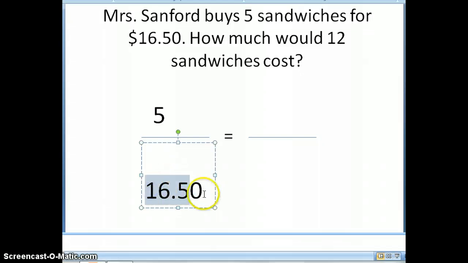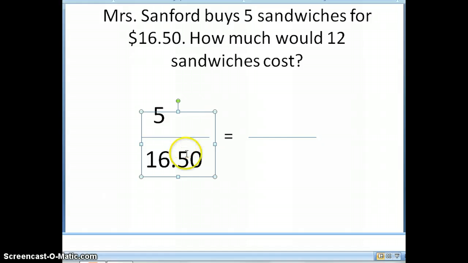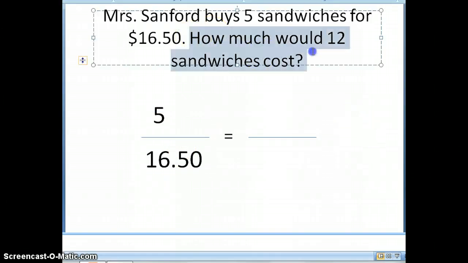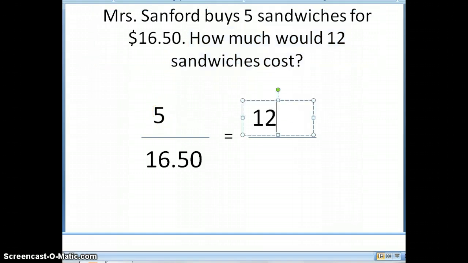My second ratio will need to stay consistent with whatever I have on there. So my second sentence is going to give me my second ratio. This is how much does 12 sandwiches cost? Well, my sandwiches were on top over here, so I'm going to stay consistent and keep 12 sandwiches on top.